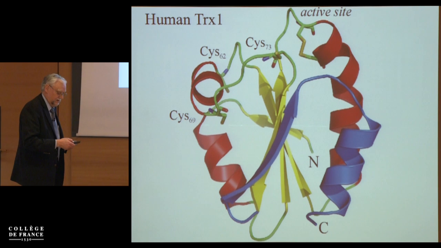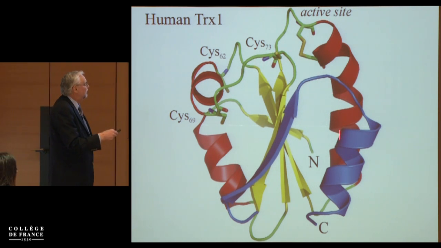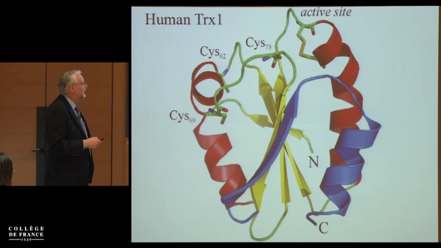And this shows the blue part here is what is removed in thioredoxin 80. That is the terminal helix and the beta strand. And cleavage is here, 80 or 84.